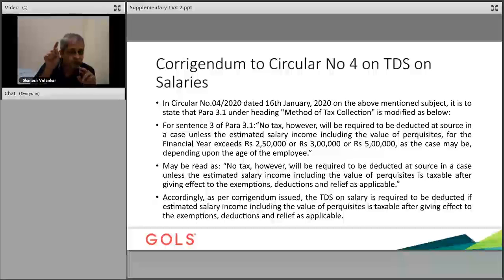Is it clear why this particular provision has been brought in? Is it clear to you? Very interesting. These amendments, these supplements are very interesting.